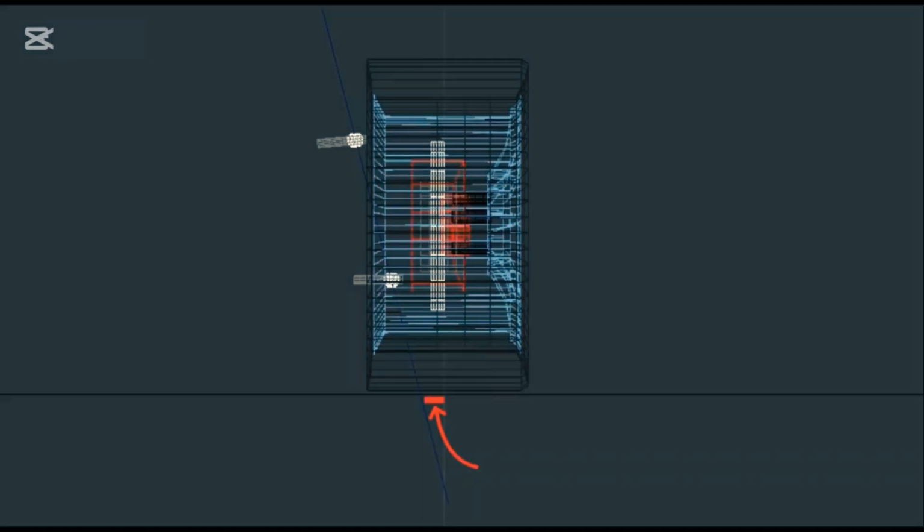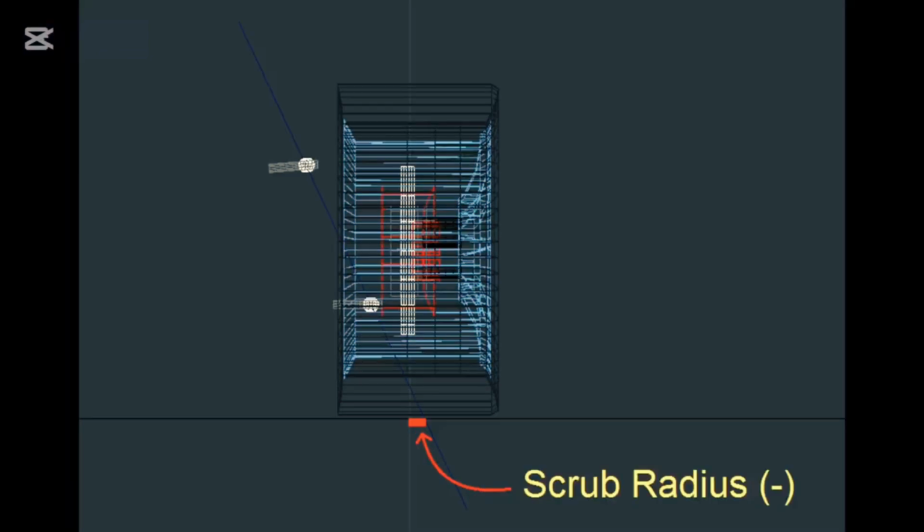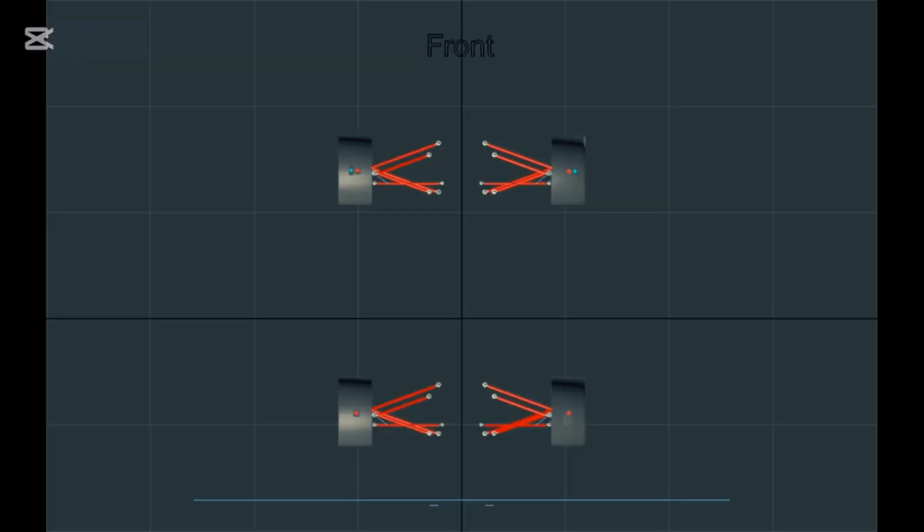So that reduces the scrub radius considerably. And if you do this too much, you can actually cross the center of the contact patch over and go to something that's called a negative scrub radius, which means that your steering axis intersects the road surface on the outside of the center of your contact patch. And there are actually some benefits of having a negative scrub radius, which is why some newer cars will actually go with having a negative scrub radius.